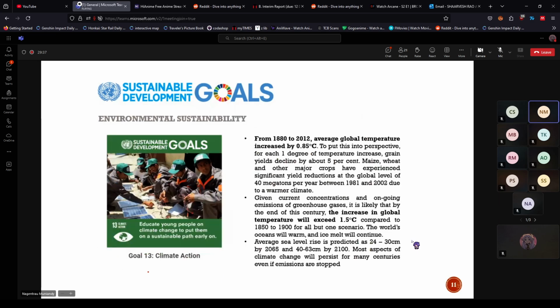And environmental sustainability, goal number 13. Most of the time we are discussing the climate action. As we all know, the world's temperature, or global temperature, has increased 0.85 from 1880 to 2012. Now it's more than that. And it is predicted that the global temperature will rise another almost 2 degrees Celsius in the upcoming years.